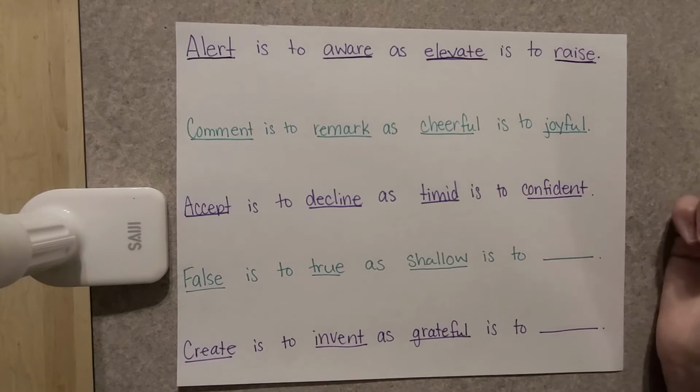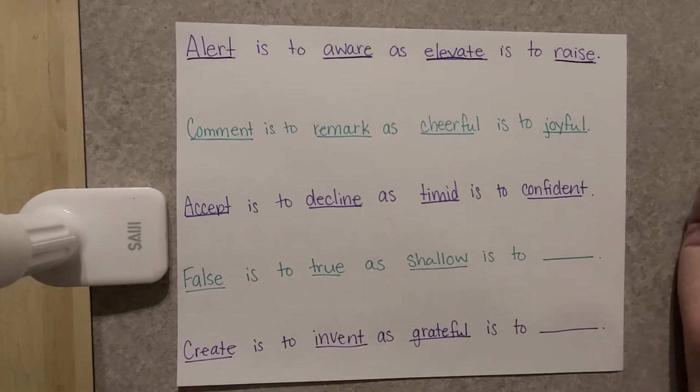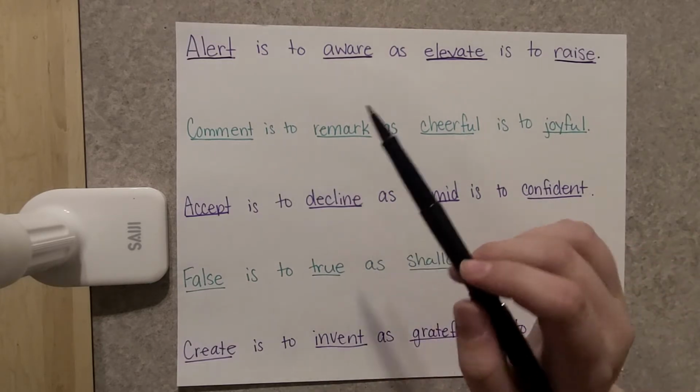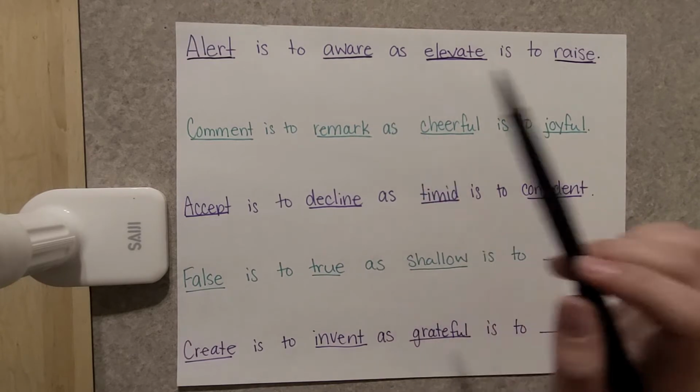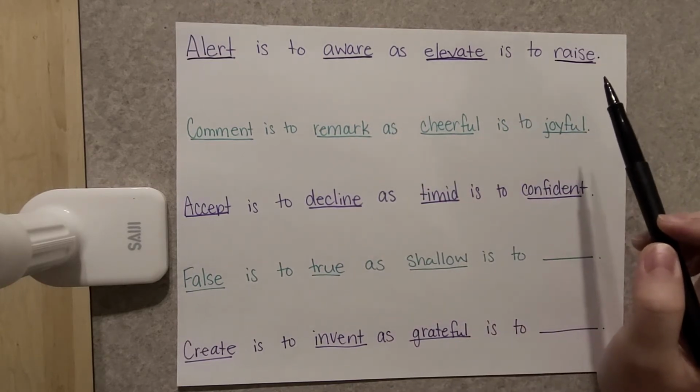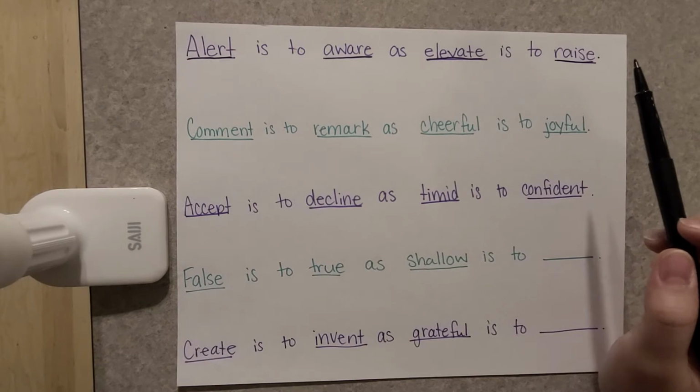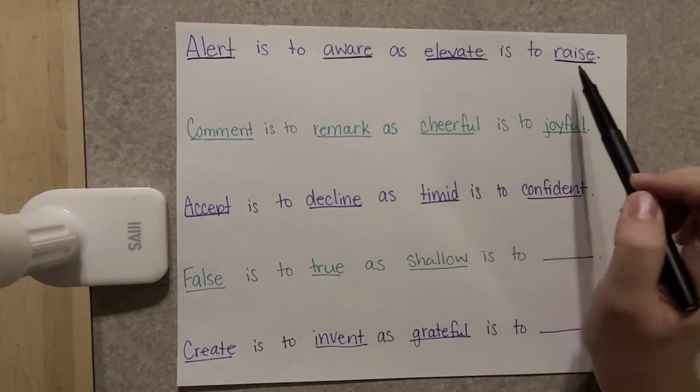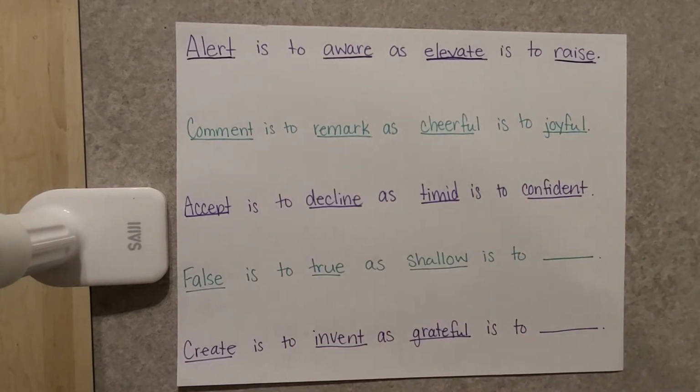So what we call two pairs of words that are related in the same way, we call that an analogy, or analogies. Because alert and aware are synonyms and elevate and raise are synonyms, they are comparing these two pairs as words having the same meaning or synonyms, so that would be an analogy.